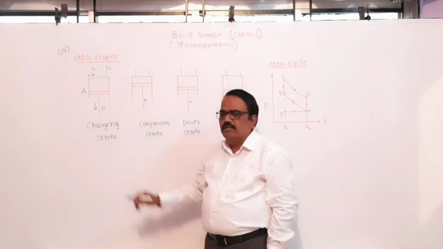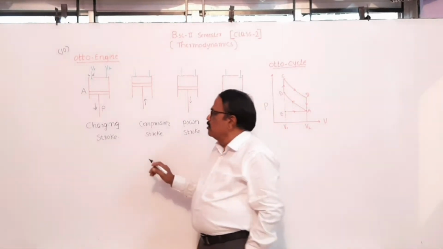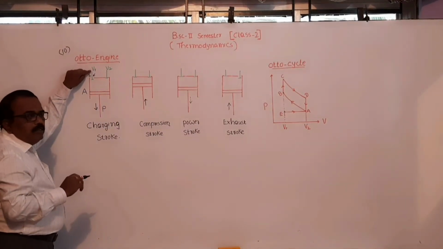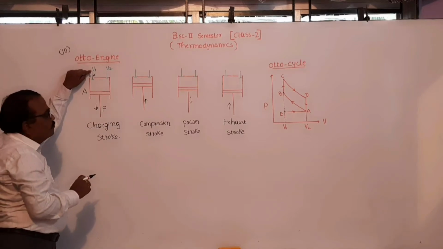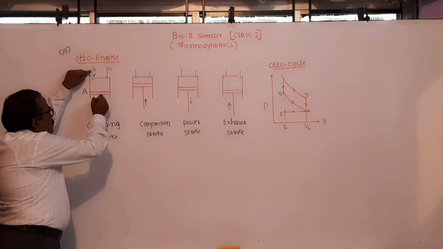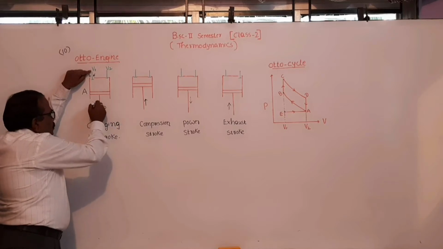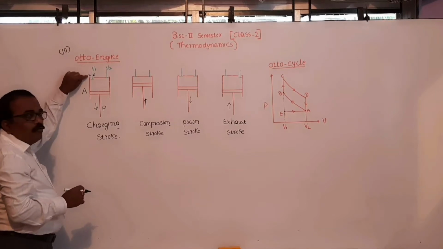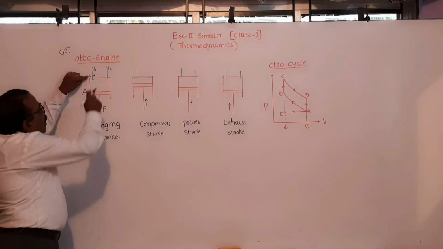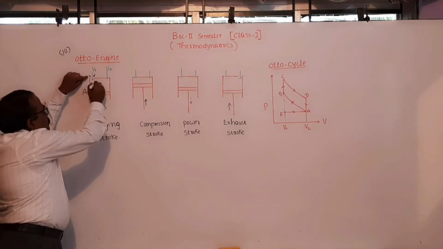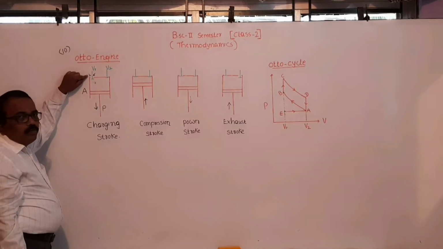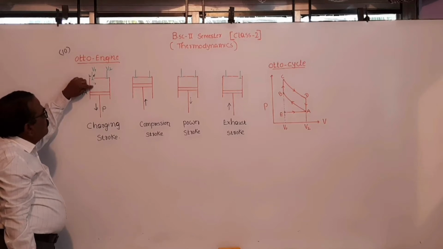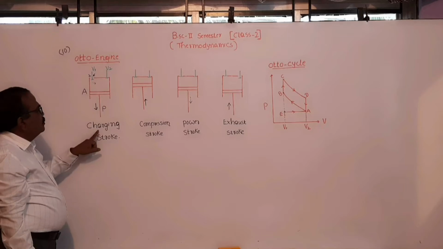The first one is known as the charging stroke. In this charging stroke, inlet valve V1 is opened, V2 is closed, and this piston is moved outward, in the down direction, such that the mixture of petrol vapor and atmospheric air enters through this V1. Then this is known as the charging stroke.